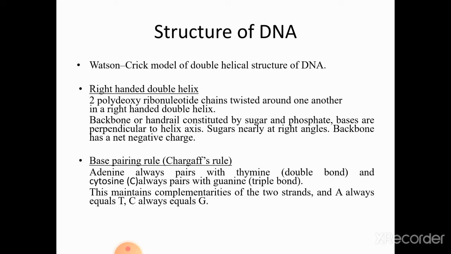So let's answer the question. Structure of DNA. Watson-Crick model of double helix structure of DNA. The features are that it is a right-handed double helix structure wherein 2 polydeoxyribonucleotide chains are twisted around one another in a right-handed double helix, and in this structure the backbone is constituted by sugar and phosphate, and the bases are perpendicular to this helix axis and the sugar is nearly at right angles. The backbone has a net negative charge.